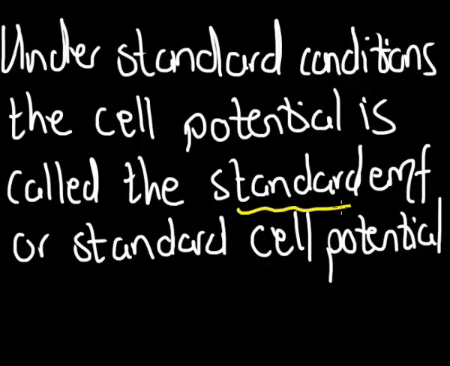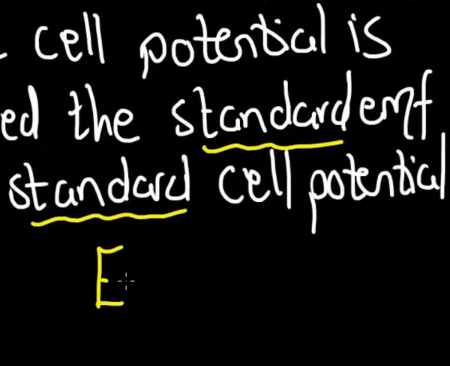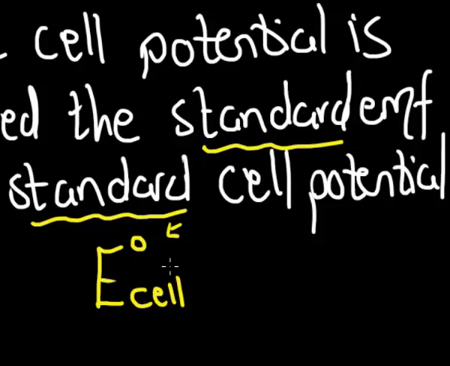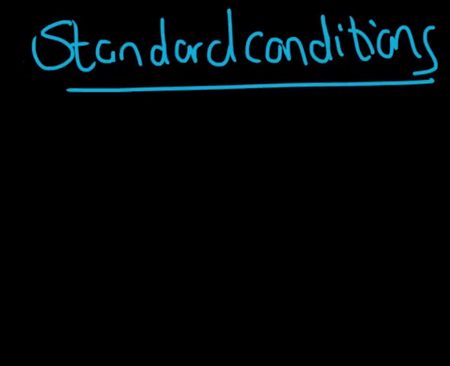Now, this standard EMF or standard cell potential is indicated by the symbol capital letter E, and then it will have a small zero at the top together with our subscript for the cell potential at the bottom. And this little zero indicates that it is at standard conditions. Now, these standard conditions that we are referring to, you would need to know off by heart. They are not given to you at the back of tests and exams on your formula sheets.